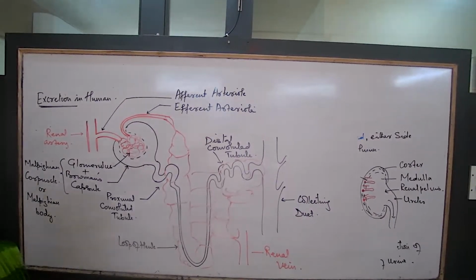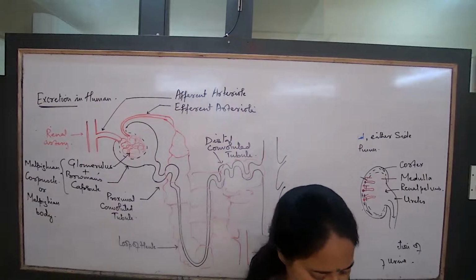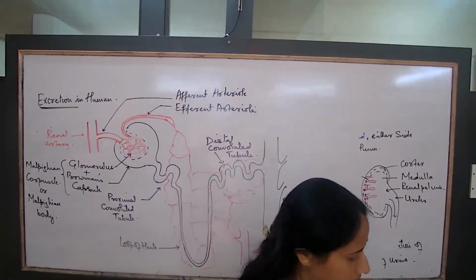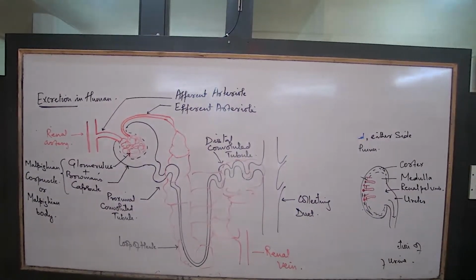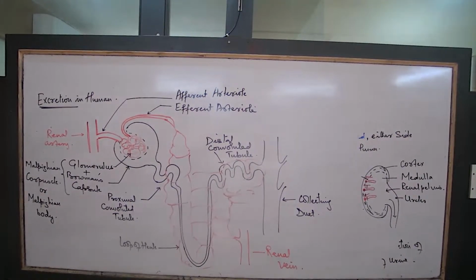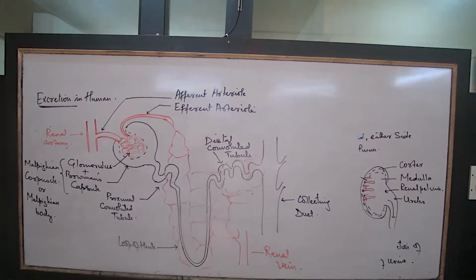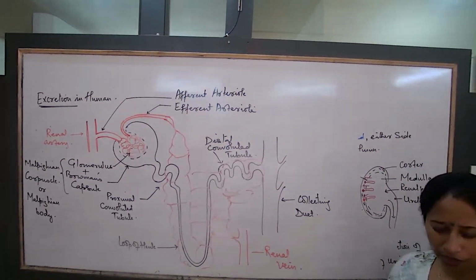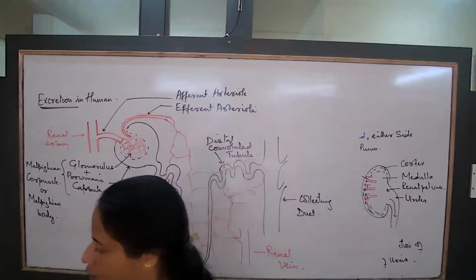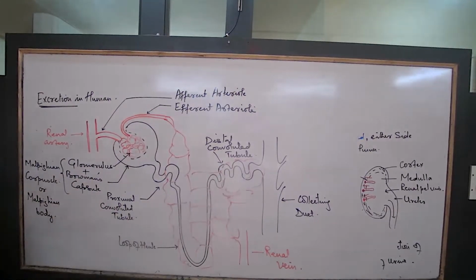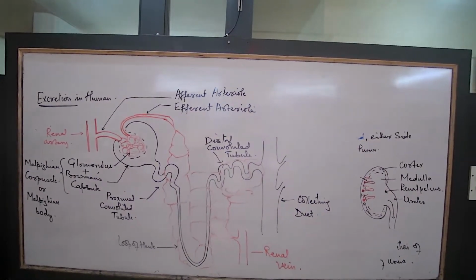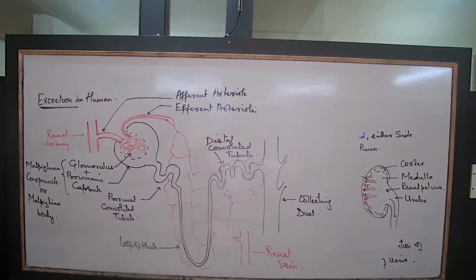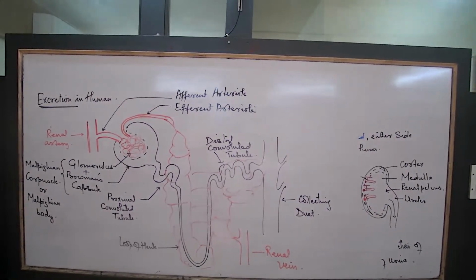What happened? Start from here. Then you get space here. Start your diagrams a little bit below the margin. Don't start exactly from up there. You have to label the parts: afferent arteriole, efferent arteriole, all of that. You will not get enough space up there. Start. Fast, fast, fast.